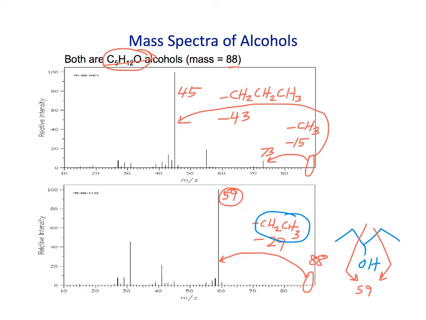So the base peak is a propyl group on the top one? The biggest one is the loss of a propyl group. Okay. So why is 43 2 less than 45 up there? What is the explanation for that? Well, this ion right here is at 45, and we get to that ion by losing 43. Oh, okay.